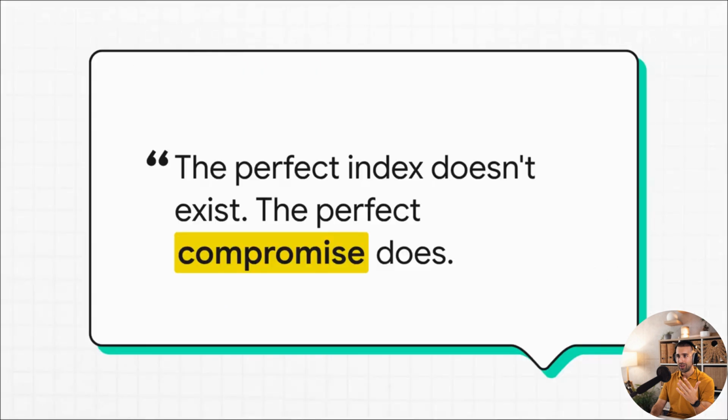So at the end of the day, your job isn't to chase some mythical perfect index that solves all your problems. It doesn't exist. Your job is to understand these physical realities, the cost of a random key, the value of high cardinality, the incredible power of a covering index, and design the right compromise. The real question isn't what's the perfect index, it's what's the perfect compromise for my specific workload.